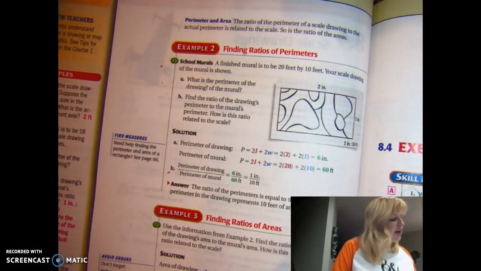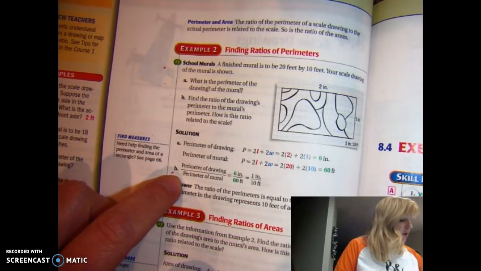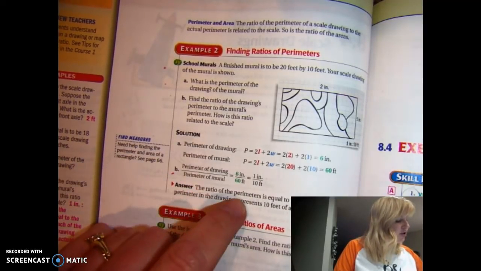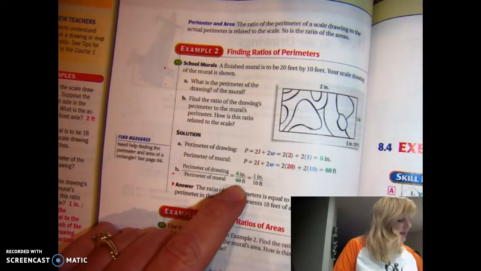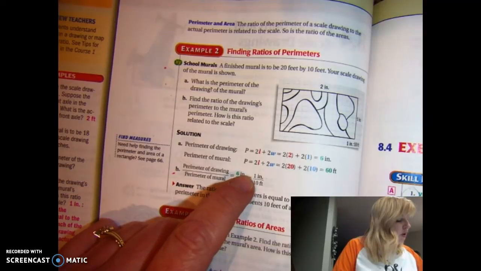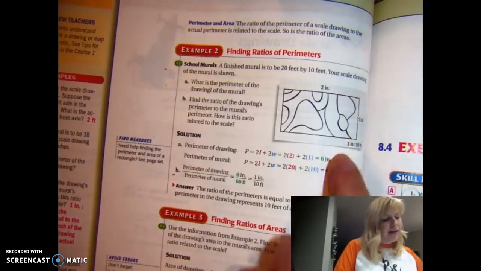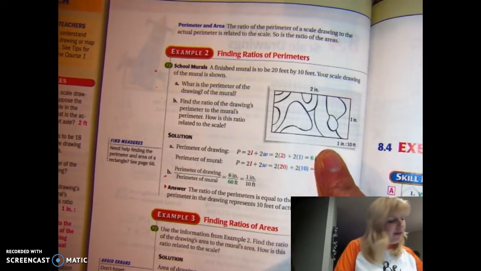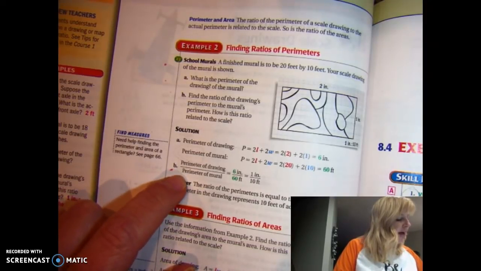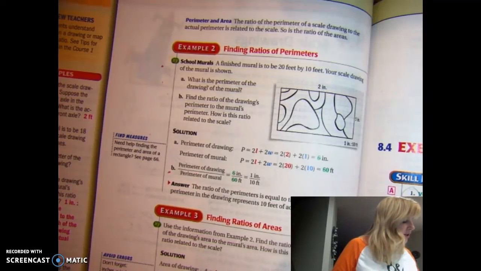So if we want a ratio of the perimeter of the drawing to the perimeter of the mural, if you have the words of what you want to compare, you would do 6 inches and 60 feet, which if you were to reduce that down, you're going to get 1 inch to 10 feet. That looks a lot like the scale we already see over here. So if you do the perimeter of the drawing to the actual, it will reduce down to what your scale is, or it should, if your scale is correct.